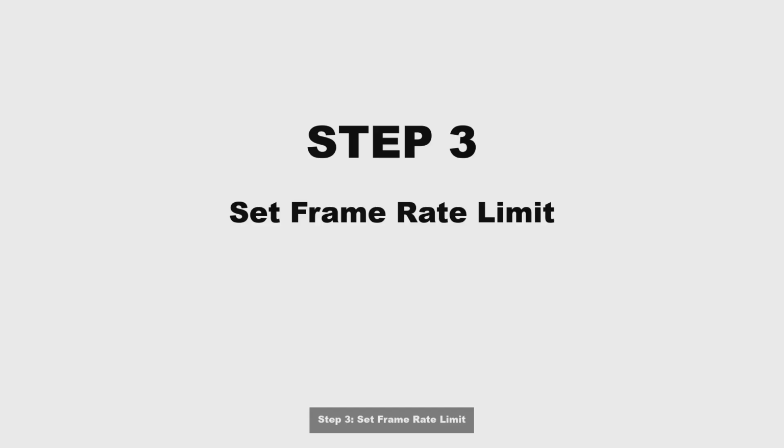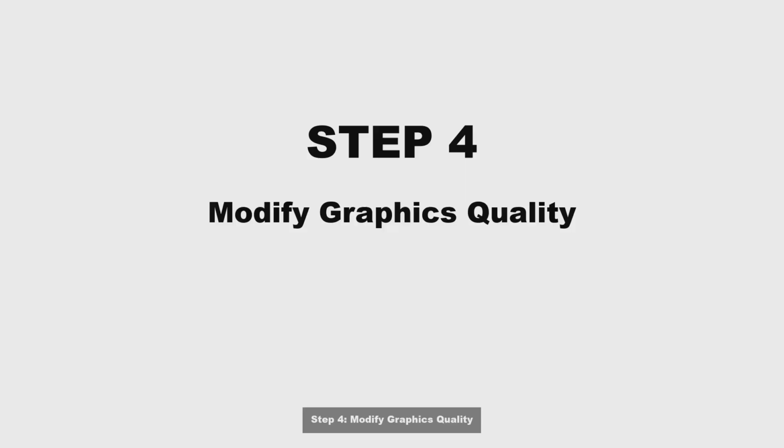Step 3. Set frame rate limit. Find the frame rate limit option and set it according to your monitor's refresh rate. If your monitor supports 60 Hz, set the limit to 60 FPS. This helps maintain smooth gameplay without unnecessary strain on your system.